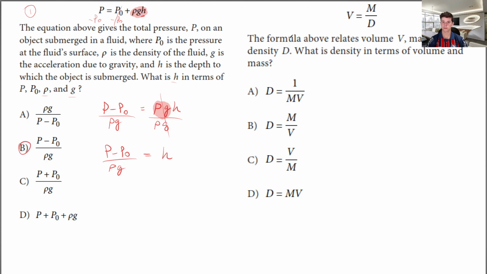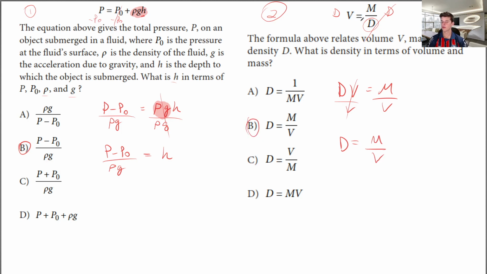Okay, let's do number 2. The formula above relates volume, mass, and density. What is the density in terms of volume and mass? I didn't have to read this. I see a formula. I know every single answer is solving for D in terms of M and V. Sorry about that. So we got to solve for D. So the D is in the bottom. We got to multiply both sides by D because we want this D in the top. So multiplying both sides by D, we can cancel this out. So dV equals M. Now we can divide both sides by V. All right. So D equals M divided by V.